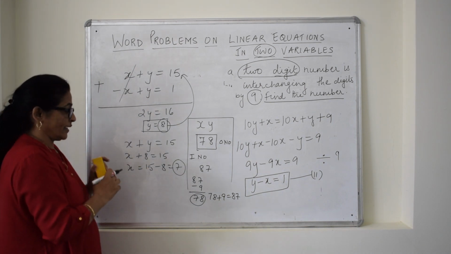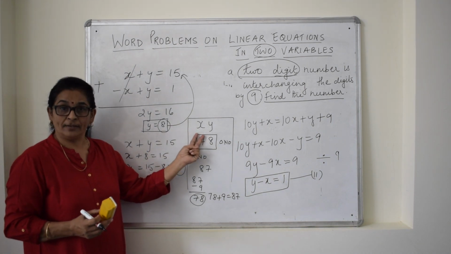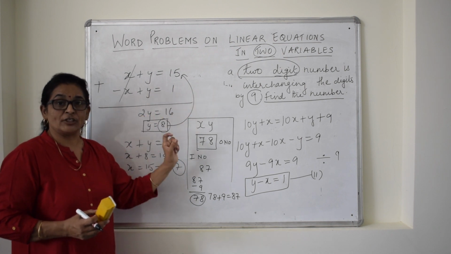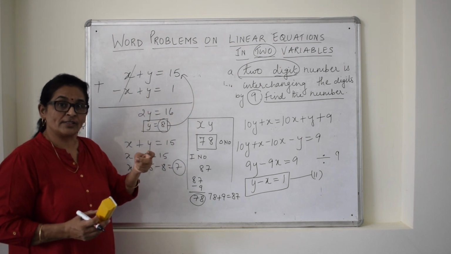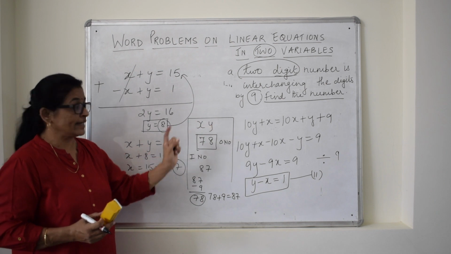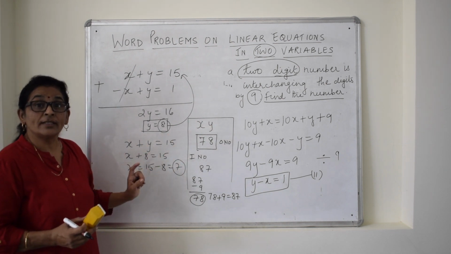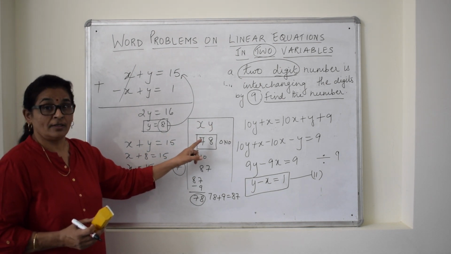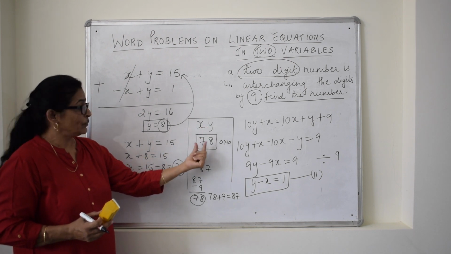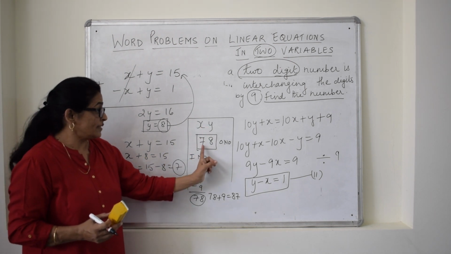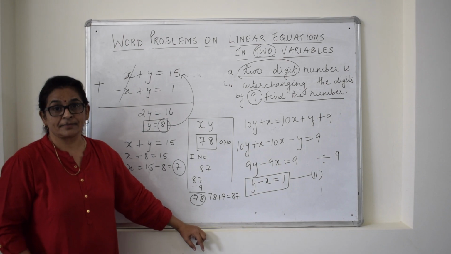So this is the first type in which a 2-digit number was given and we applied both the conditions. It gave us two equations. After solving the equations, the x and y you got is not the answer. You have to go back to the assumption. It was let the number be xy. So ultimately the number is 78.